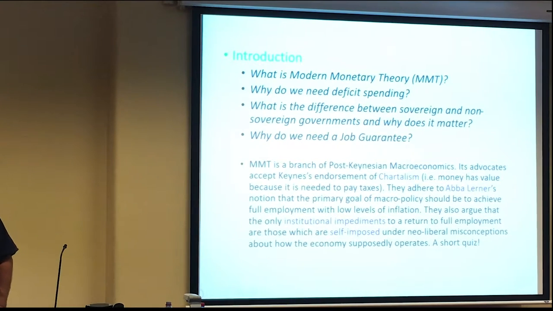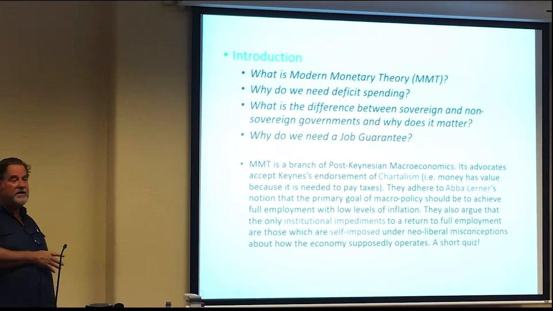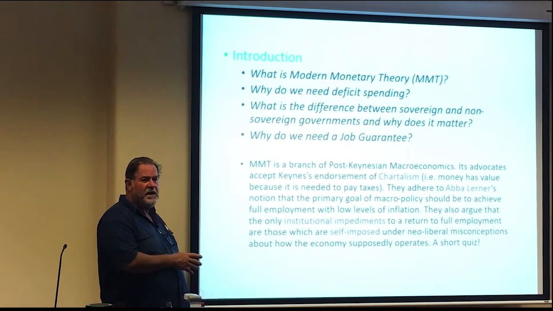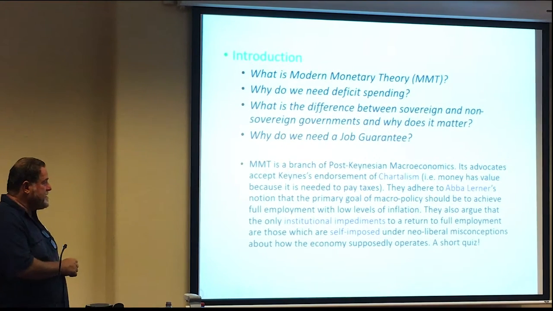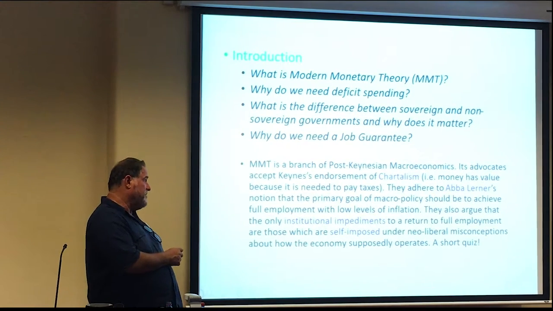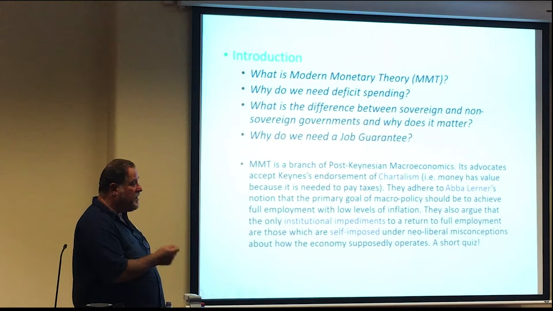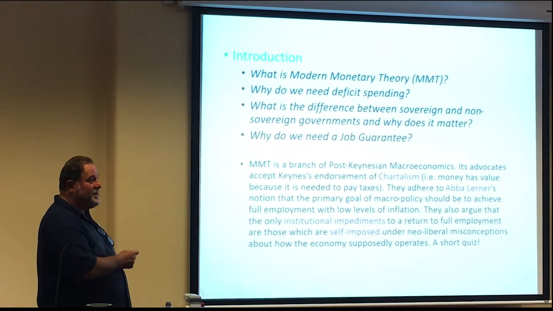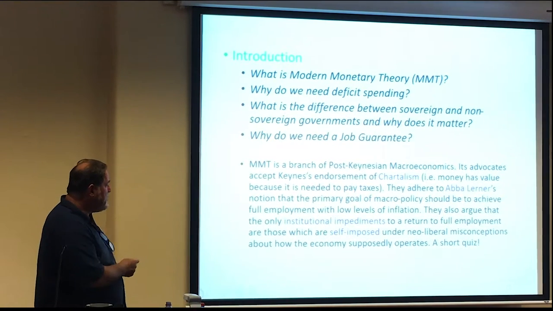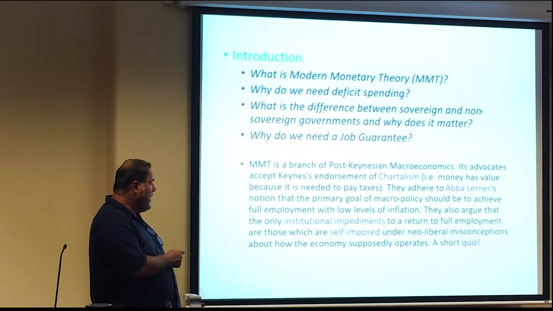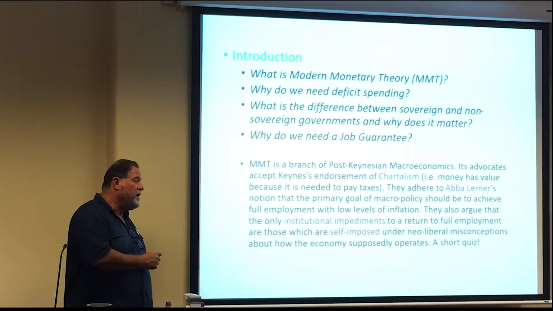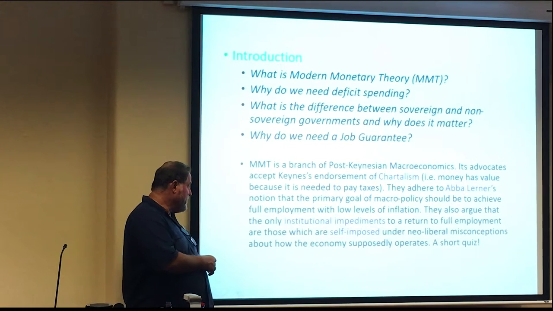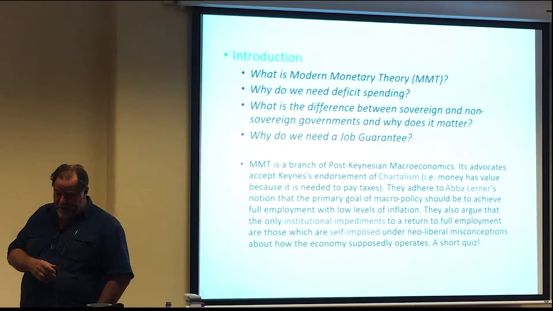So, MMT is a branch of post-Keynesian macroeconomics. Its advocates accept Keynes's endorsement of the principles of chartalism. In a nutshell, the idea that money has value because it's needed to pay taxes. Its advocates also adhere to Abba Lerner's notion that the primary goal of macro policy should be to achieve full employment with low levels of inflation, full stop, in a sustainable way. And of course, you might want to add to that the principle of ecological sustainability. They also argue the only institutional impediments to a return to full employment are those which are self-imposed under neoliberal misconceptions about how the economy operates.